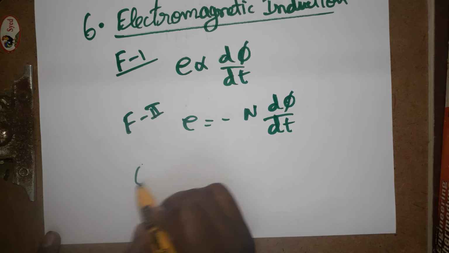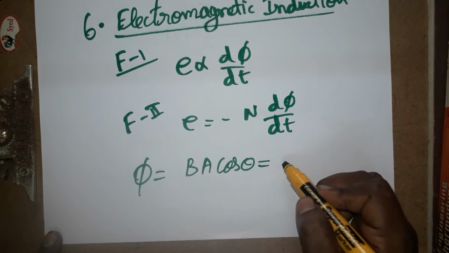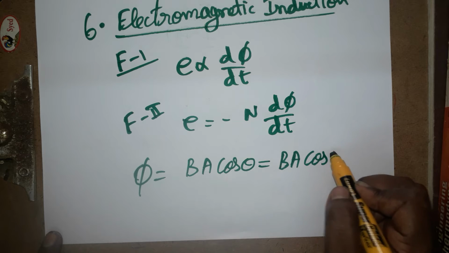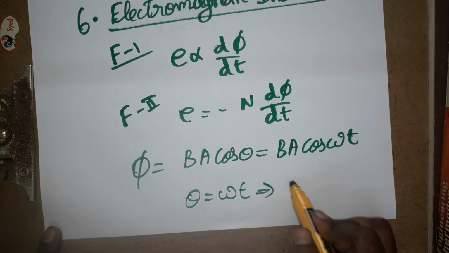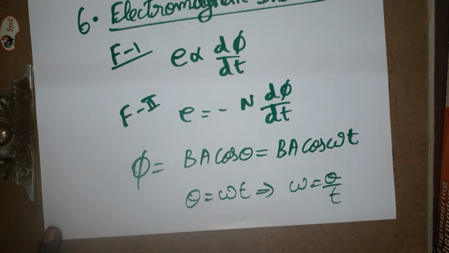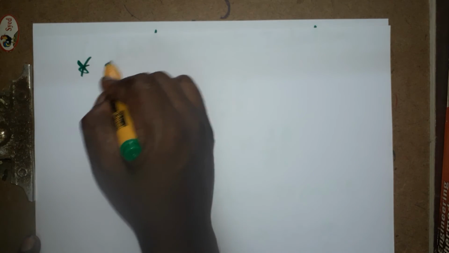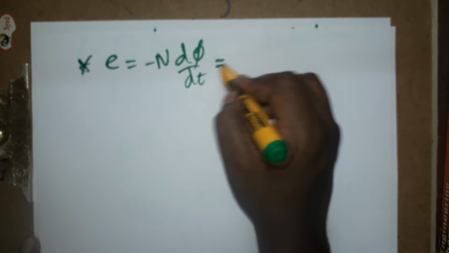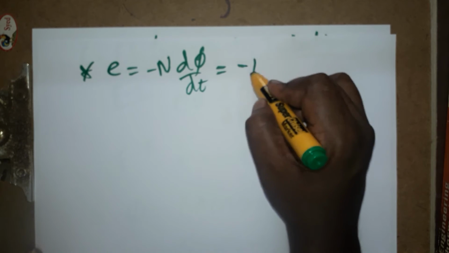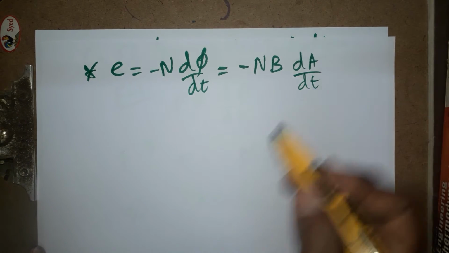So flux is equal to BA cos theta. We can write the same formula as BA cos omega t. Instead of theta you can write omega t, because omega is equal to theta by t. Now we know this formula. Again, what is EMF? EMF is equal to minus n d phi by dt. Now we know what phi is, so substituting that phi here, minus n B dA by dt. I have taken the maximum flux.